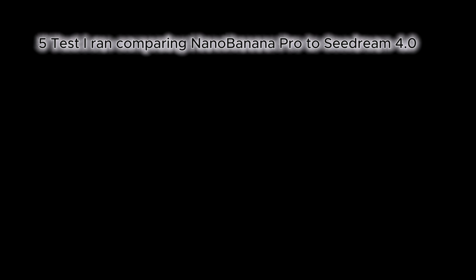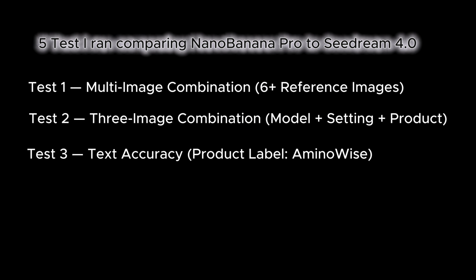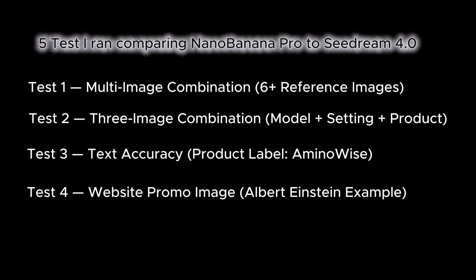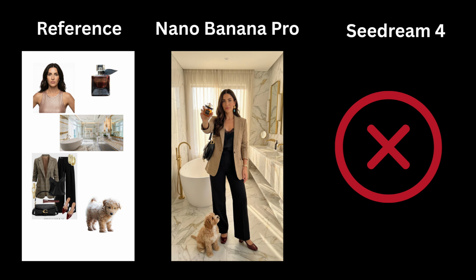Okay, let's jump into the 5 tests I ran comparing NanoBanana Pro to Seedream 4.0, specifically for UGC creation. I ran dozens of images, pushed both models to their limits, and these 5 examples show you exactly where NanoBanana Pro pulls ahead. Test 1. Multi-image combination, 6 plus reference images.